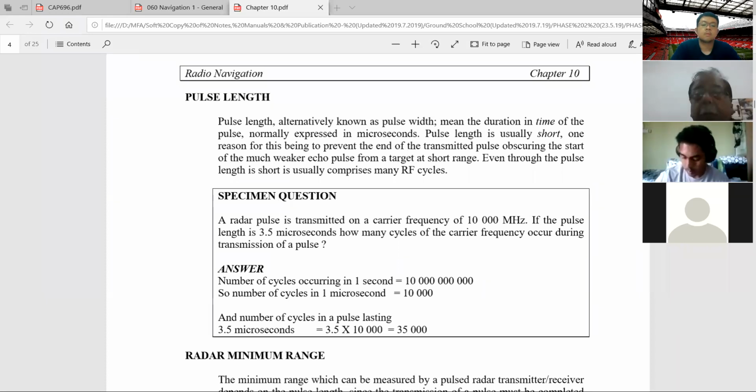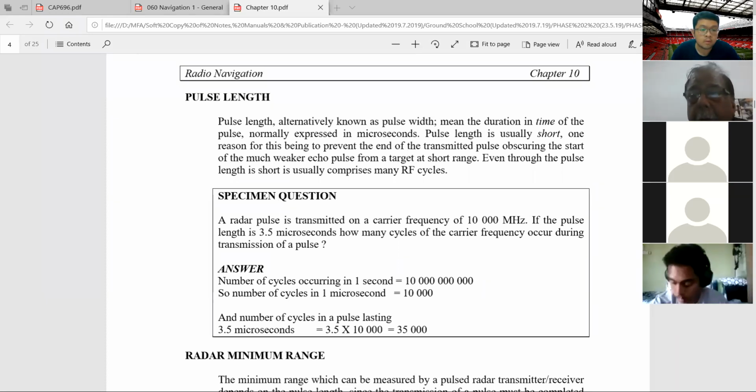Come on now. 150 nautical miles. In 1 microsecond, how much distance will you cover in meters? Yeah, sorry, sir. 150 meters. No, it should not be 150 meters. 10 to the power 6.